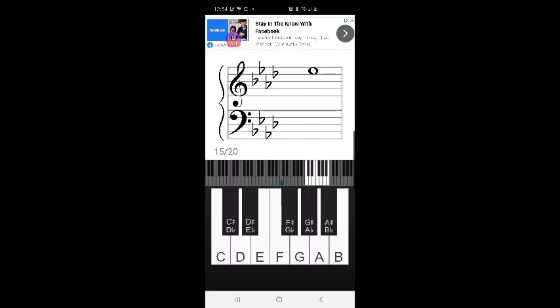Okay, so B-E-A-D, so that's an E, it's going to be E flat because it's in the key signature. Okay, B, E, A, D. It's a D flat. That's a one flat, so that's B flat, and that's an E, so it's going to be E natural. That's a B natural. That's an E sharp, also known as F.